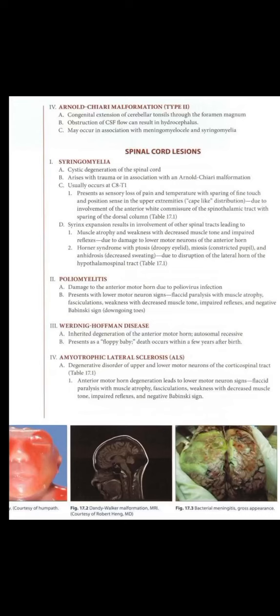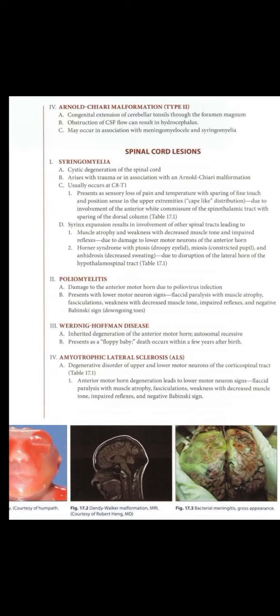In the upper extremities, cap-like distribution due to involvement of the anterior white commissure of the spinothalamic tract with sparing of the dorsal column. Syrinx expansion results in involvement of other spinal tracts, leading to muscle atrophy and weakness, with decreased muscle tone and impaired reflexes due to damage to lower motor neurons of the anterior horn.